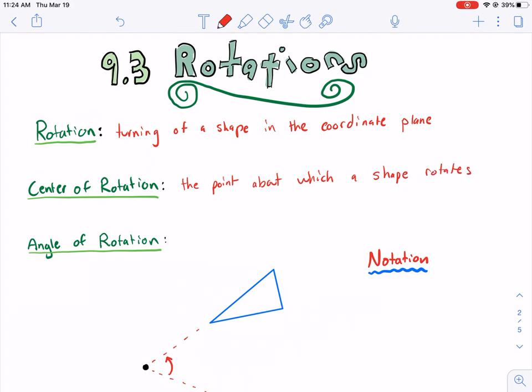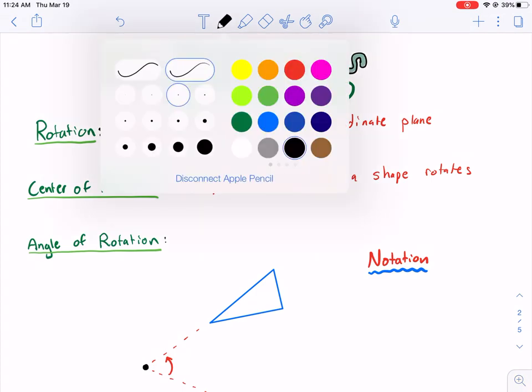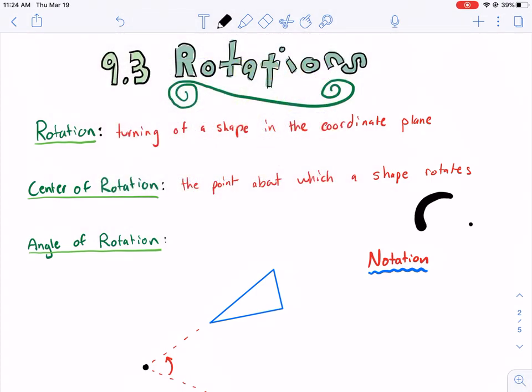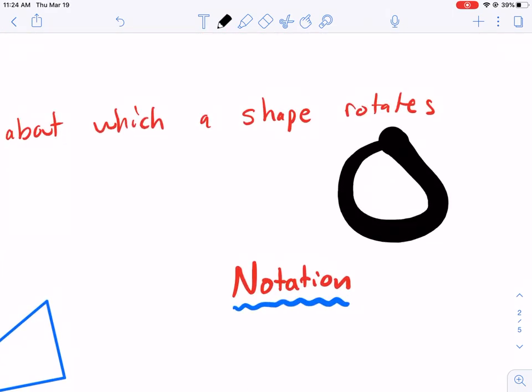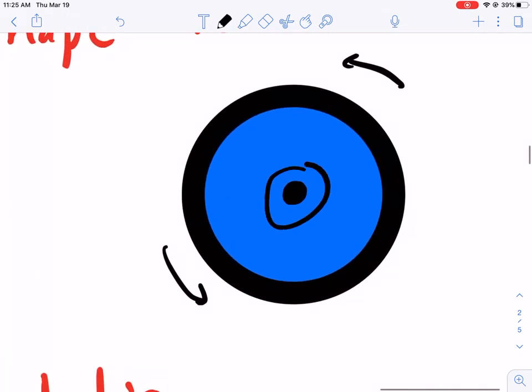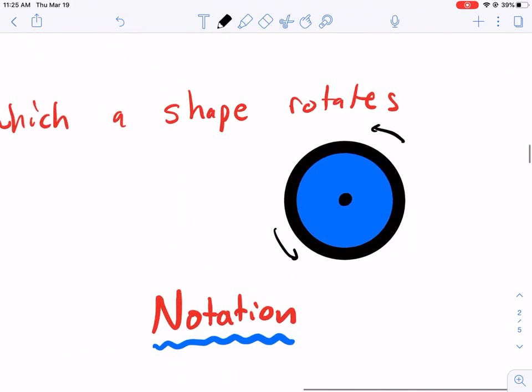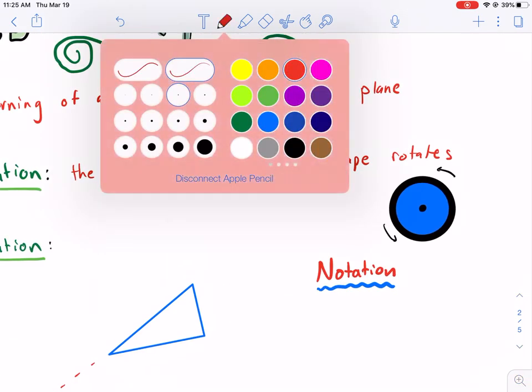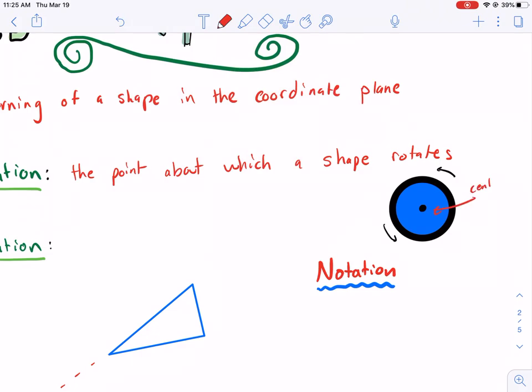If you're thinking about a tire, that is a good example. If you have a car lifted up so its wheels can freely spin, and maybe I can even draw a tire real quick for you. So if we have a tire and we have the center of the tire and you can spin it, all of this shape is going to spin around a central point, which is this. That would be the center of rotation, okay? So for that particular example, that would be your center of rotation.